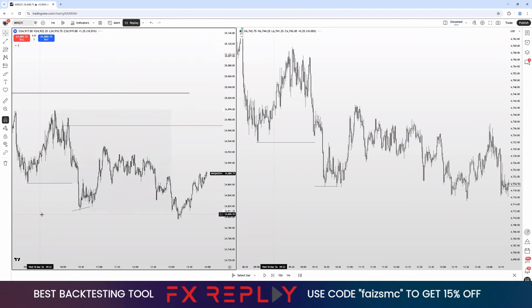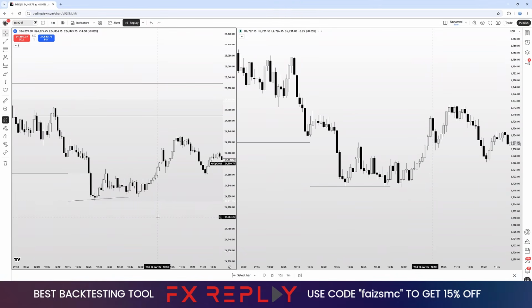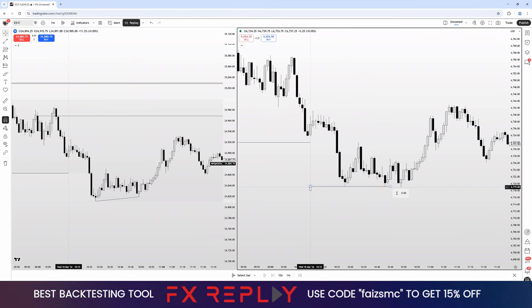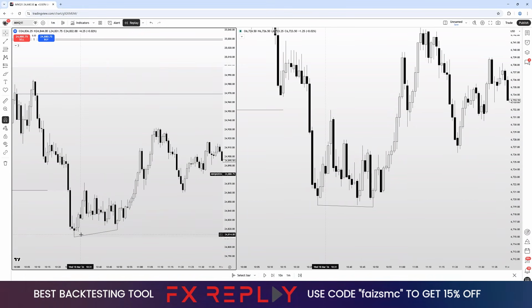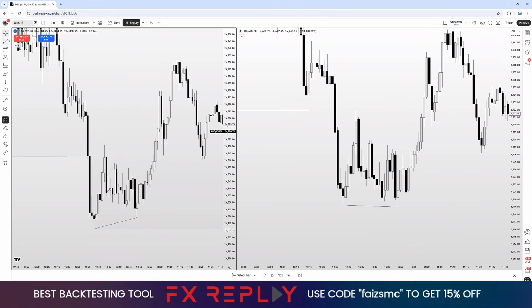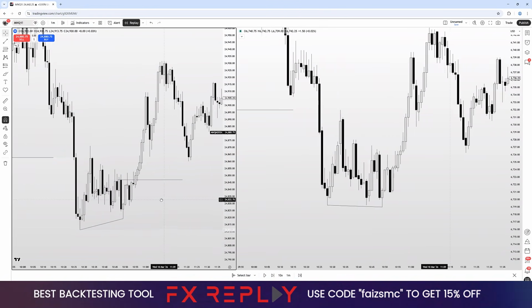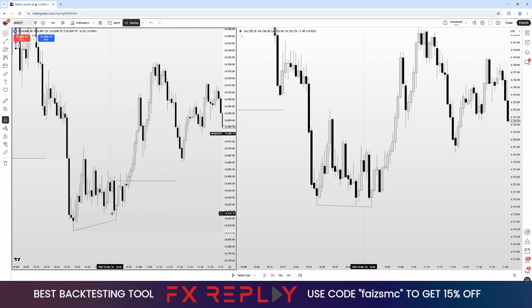So going over here, perfect. I hope you guys can see it. So right here, we have this low and we have this low, and that was swept right here on ES, as you guys can clearly see. But this low wasn't swept on NQ. Now what we can do is simply look for CISD, which is right here, the candle that swept liquidity.